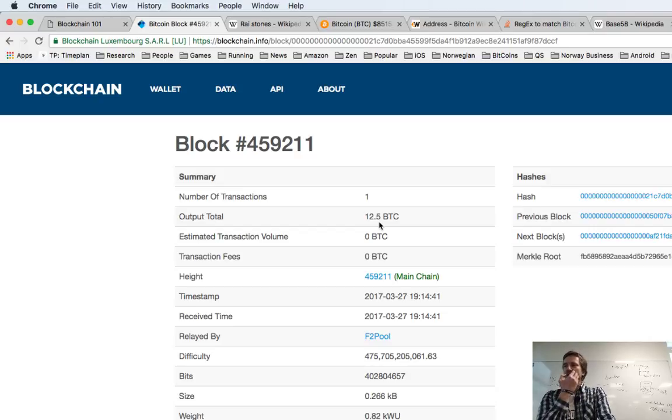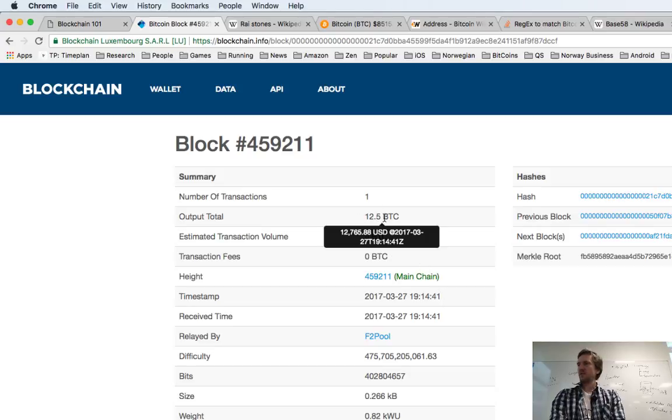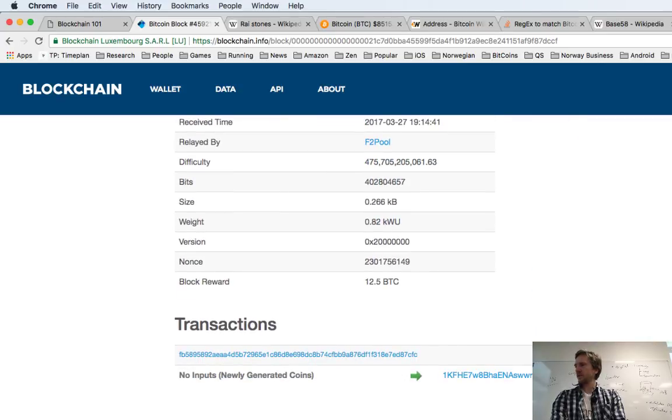The initial reward was 50 Bitcoin for mining a block. Then it gets halved roughly every 4 years. That block was the up-to-date block that we had last year for the lecture. It says there is one transaction only. It has 12.5 Bitcoin going to this address, right?